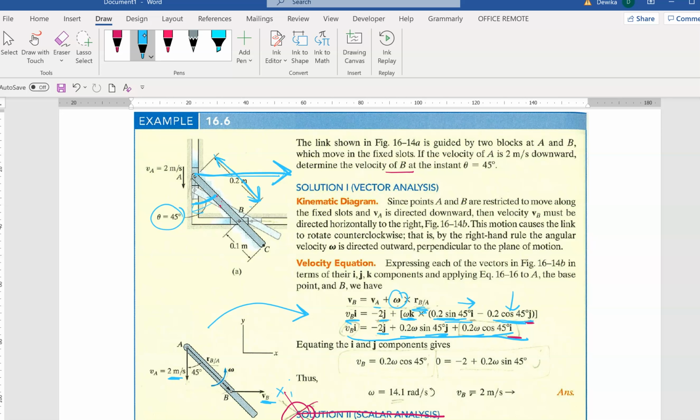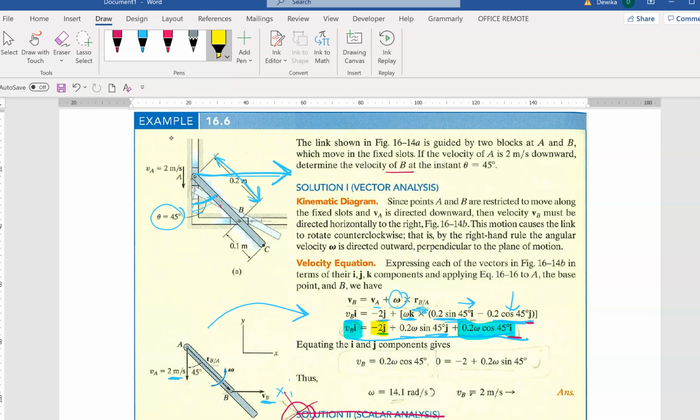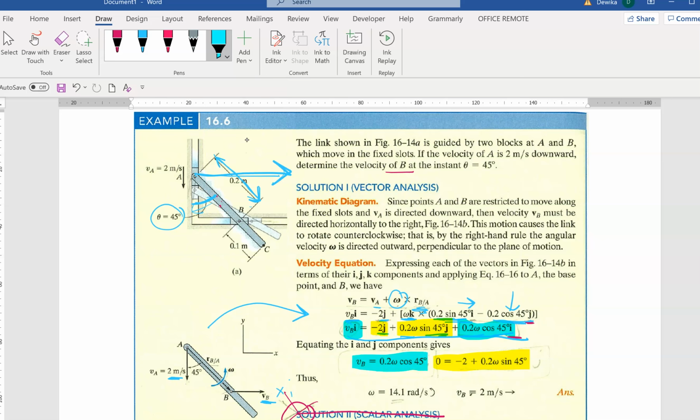Your next activity would be to take the I and compare it with only the I. Can you understand? That's why vector analysis is better. And if you look at J, you would only compare with J. Can you see that? So you have the J here, and then you have the I on the other side. With this, you can actually solve the equation. So that is the method in solving the relative motion analysis of velocity.